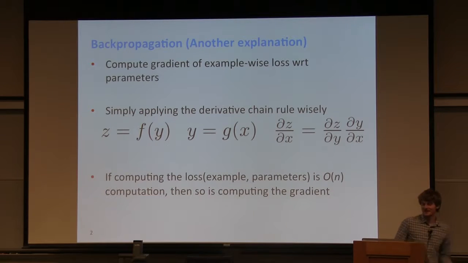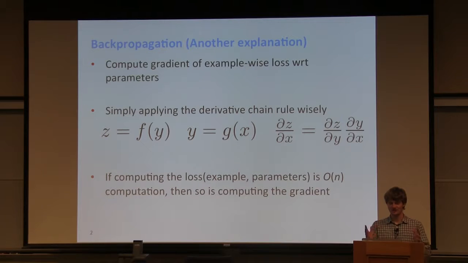Cool. All right. So, backpropagation, yet another explanation. In general, we'll always want to compute the gradient of each example with respect to our parameters. The major piece here is using the chain rule and not replicating computation. One really good theoretical property of neural nets is that whenever computing your loss for a given example and a set of parameters of your neural network is O(n), then computing the gradient is also going to be O(n).